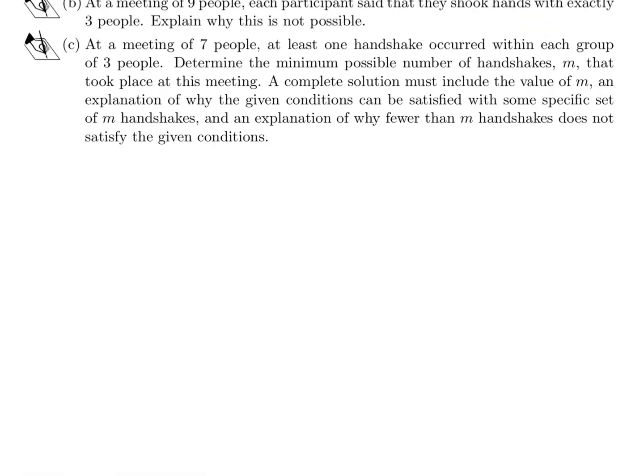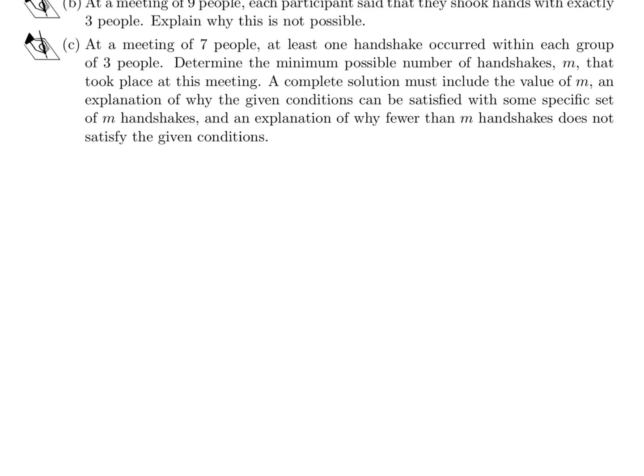At a meeting of 7 people, at least one handshake occurred within each group of 3 people. Determine the minimum possible number of handshakes, m, that took place at this meeting. A complete solution must include the value of m, an explanation of why the given conditions can be satisfied with some specific set of m handshakes, and an explanation of why fewer than m handshakes does not satisfy the given conditions. All right. Okay, so what do we do here?